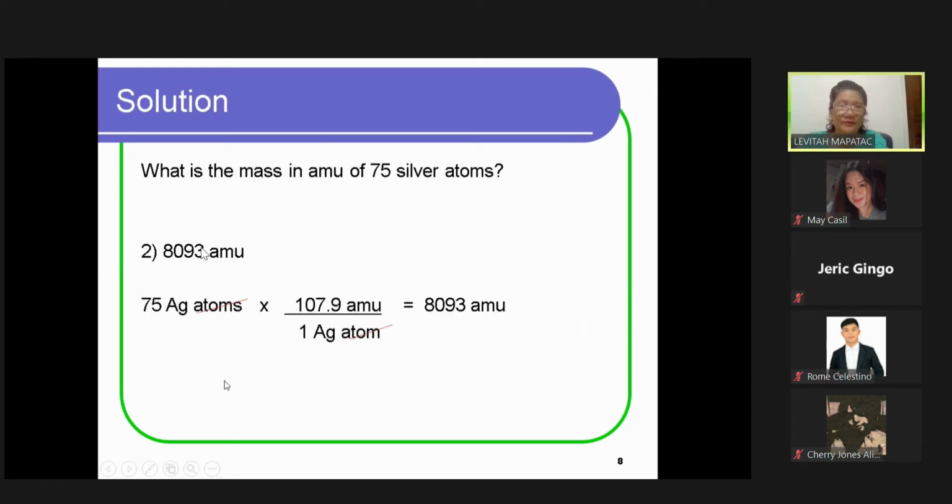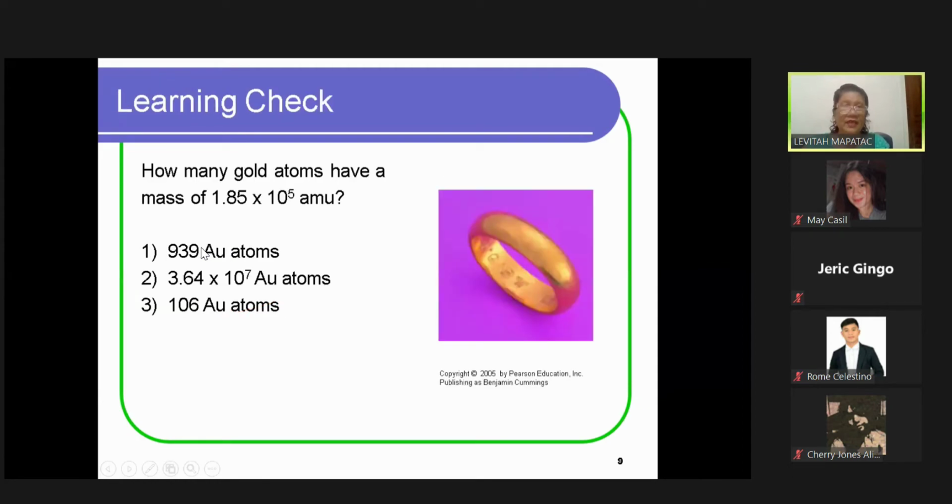Let's move on. Another is: what is the mass in atomic mass unit of 75 silver atoms? As I have said, always start with the given. Given here is 75 atoms. Then multiply this with your conversion factor, 107.9 atomic mass unit over 1 atom of silver. Cancel. Therefore, this is your atomic mass unit. Okay? 8,093.